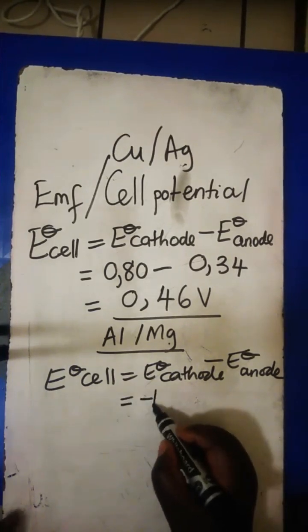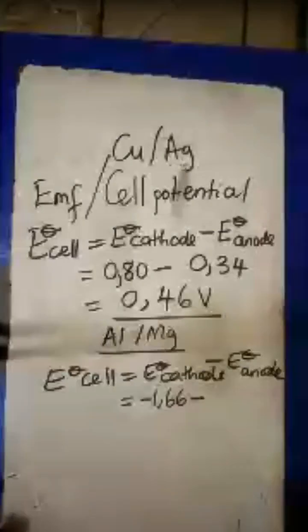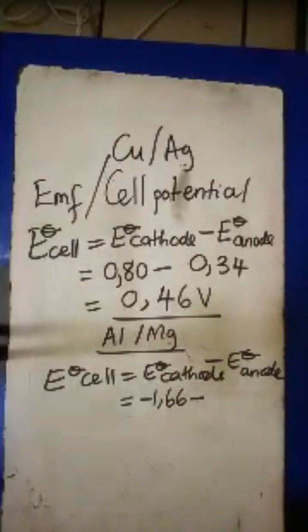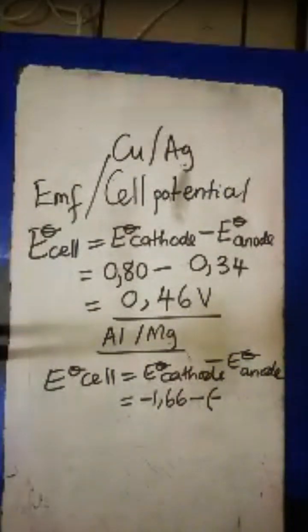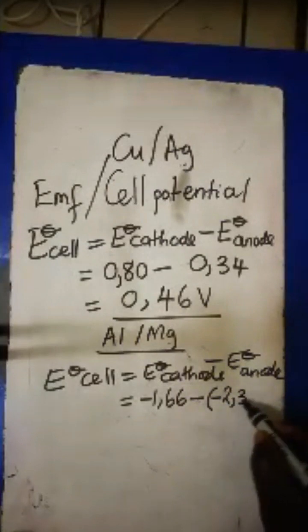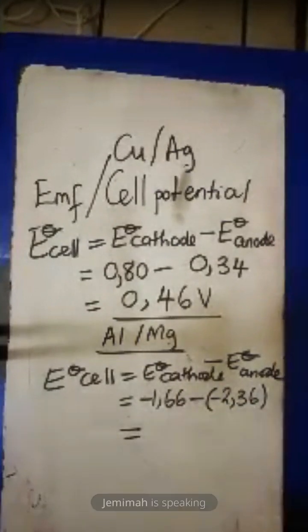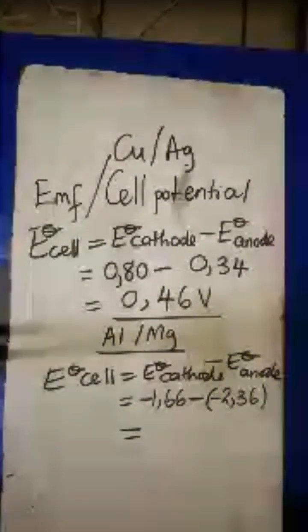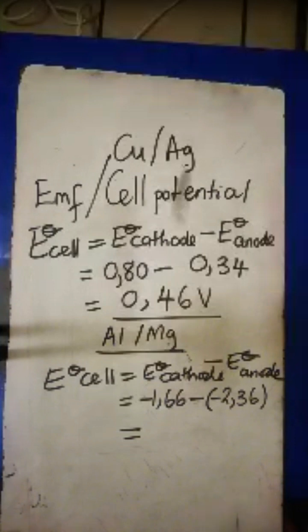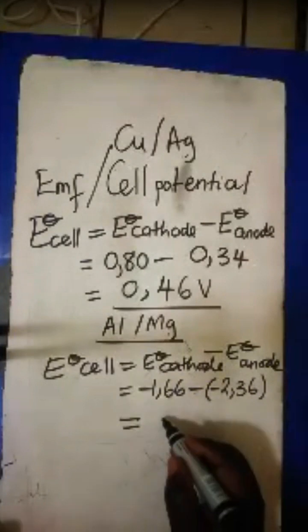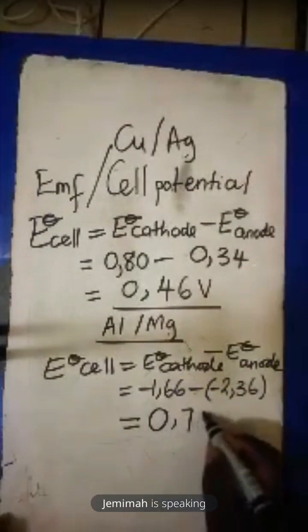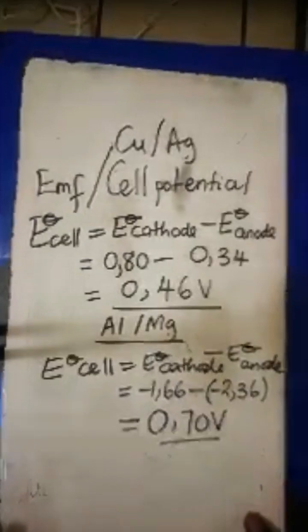Aluminium is negative 1.66. Minus for subtraction. Which one for magnesium is minus 2.36? Am I correct? What is your answer, colleagues? Answer, please. 0.70? So which means you guys, we did not do the cell notation properly.